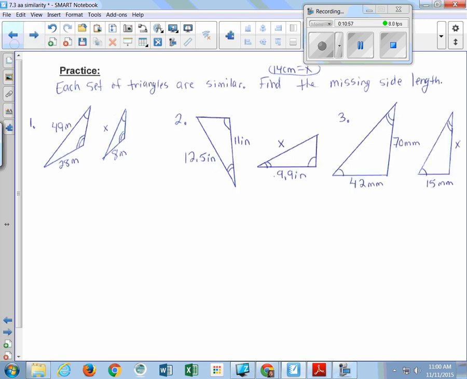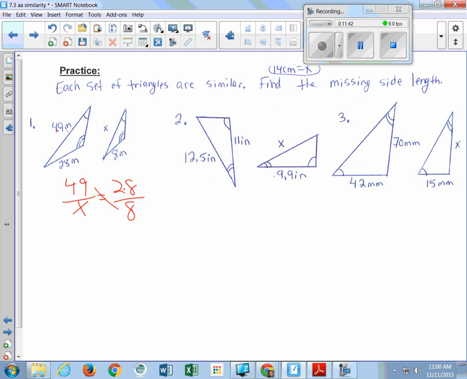Now let's do some for ourselves. On the first one here, I have 49, 28, x, and 8. So corresponding sides, 49, it's obvious, goes with the x, the way they're turned. You can tell. Sometimes you won't be able to, and you'll have to use those little arch marks. So 49 over x equals 28 over 8. Now, you'll notice I put everything from this first triangle on top, and everything from the second triangle on bottom. You can't have something from the first on top and then something from the second on top. The first one all has to be on top or on bottom. It has to be the same throughout.